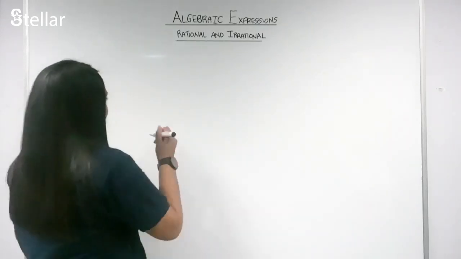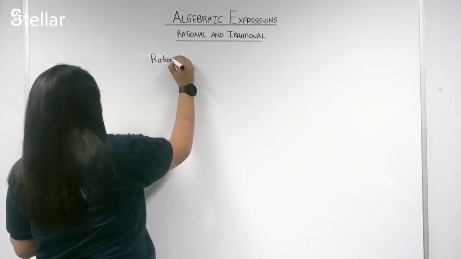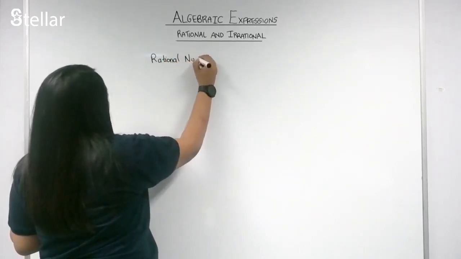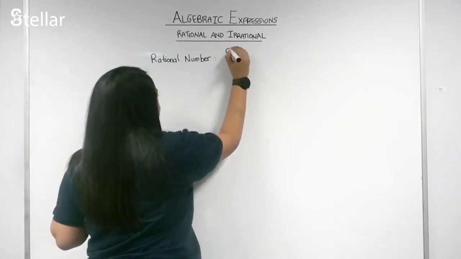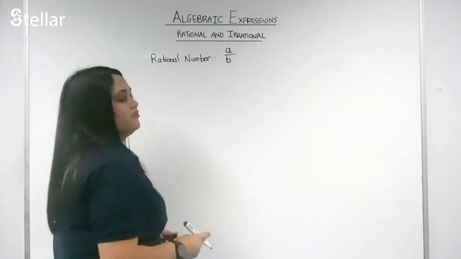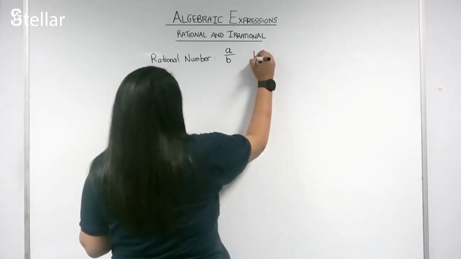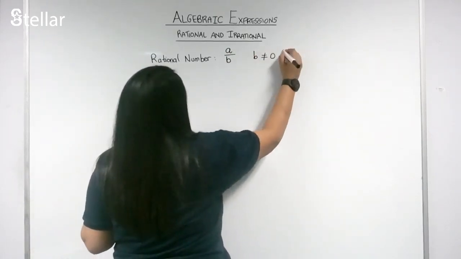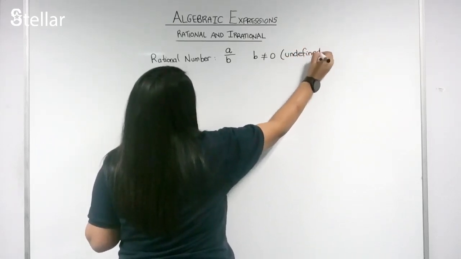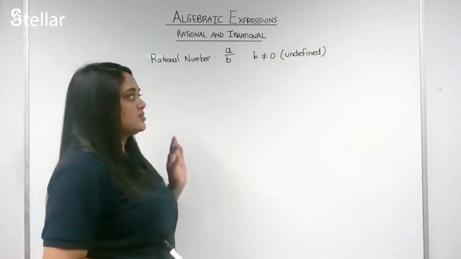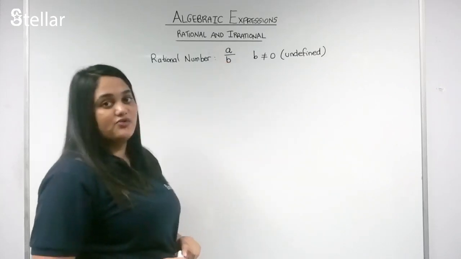So for a rational number, we say that it's any number that can be written in the form a over b. So any fraction, basically. But b cannot equal 0. Why? Because if b is 0, then the number is undefined. So we can't use 0 for b. But a rational number is anything that has a over b.